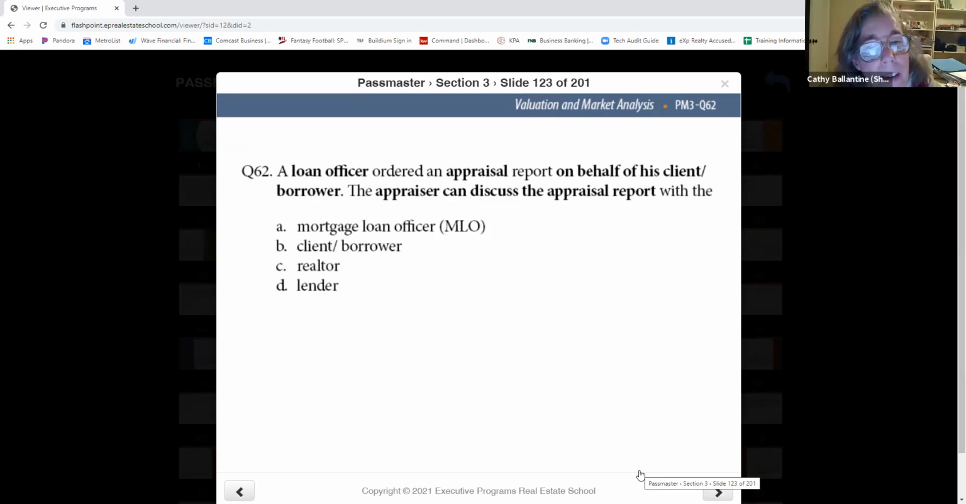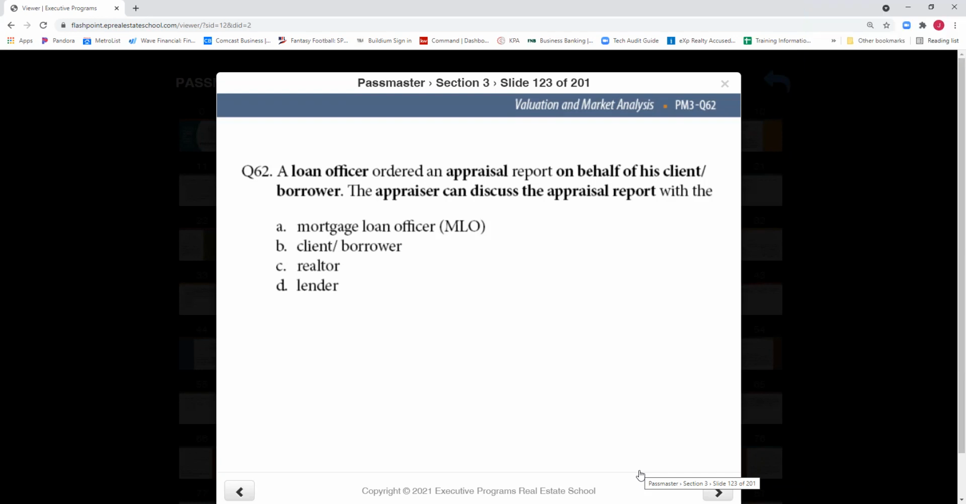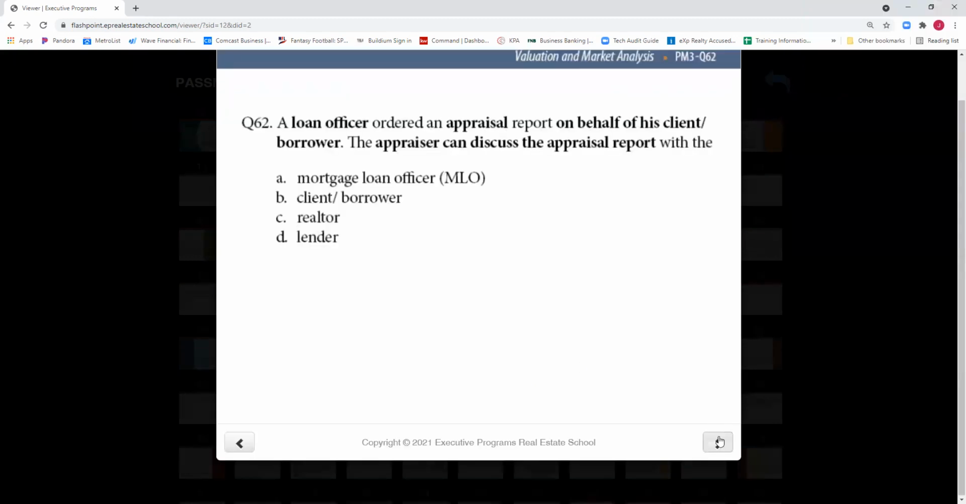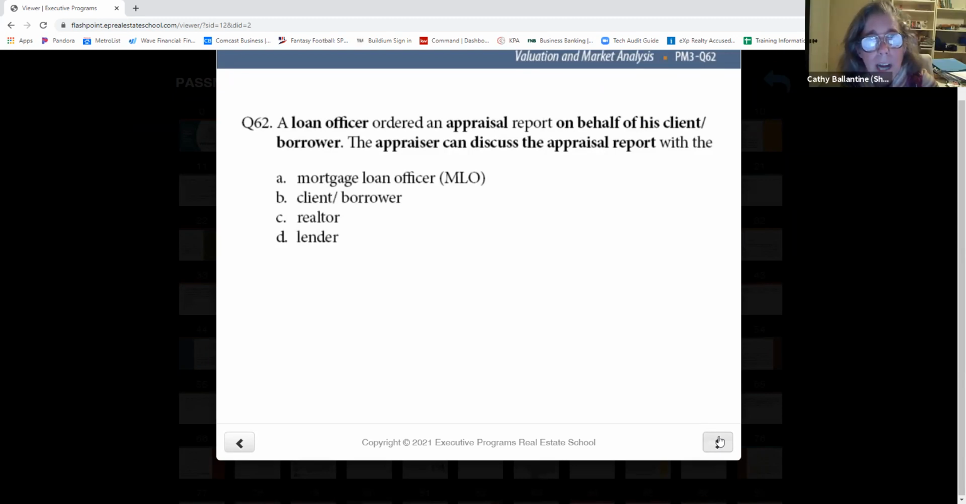Well, but you ordered on behalf of the borrower. The loan officer ordered it, and then they might share it with them. What do you say? I say B. I agree with D. Anyone else? I still think it's the person who ordered, or D, the lender. I think B, maybe. Everybody can see it. I think all are going to need to eventually know, but the person who ordered it would get it first.